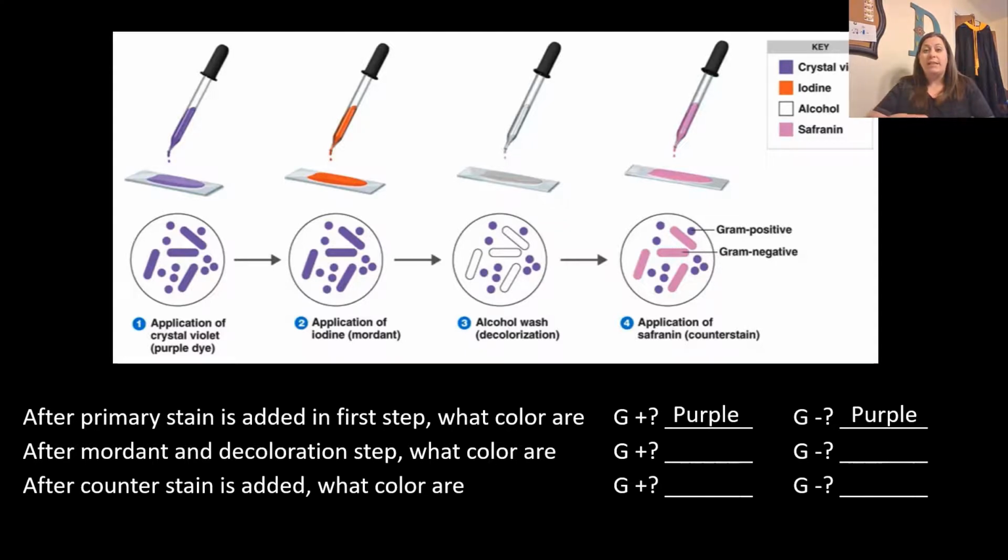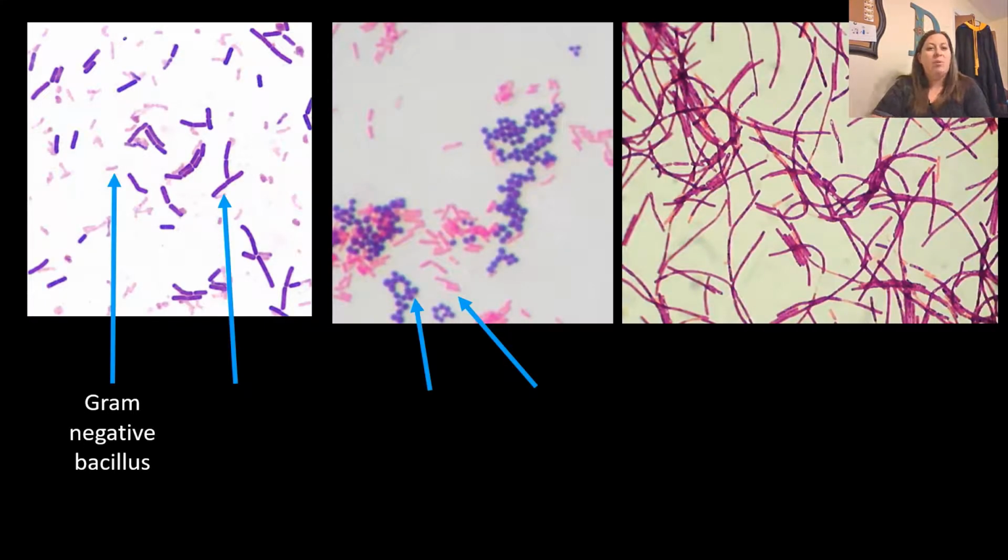After the mordant and the decolorizer, this is the key. It's the iodine and the alcohol, the decolorizer. After that step, we see the gram-positive are still purple, but the gram-negative are now colorless. We've washed the color away. So now the colorless bacteria is ready for the counterstain. After the counterstain has been added, what color are the gram-positive? Well, they're still purple, because they still have that crystal violet in their cell wall. The gram-negative, however, are now a pinkish red. And so this is why we have this specific structure with gram staining. If we take a look here, we can see that we have some gram-negative bacillus.